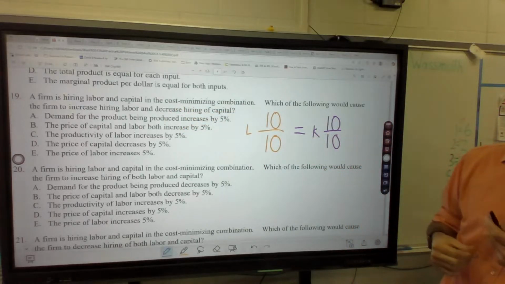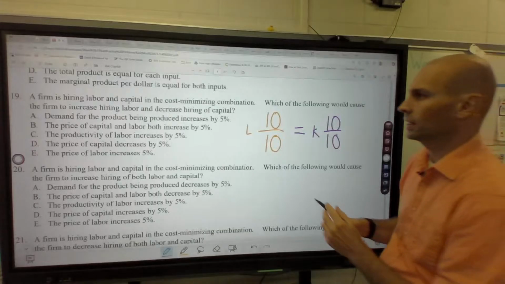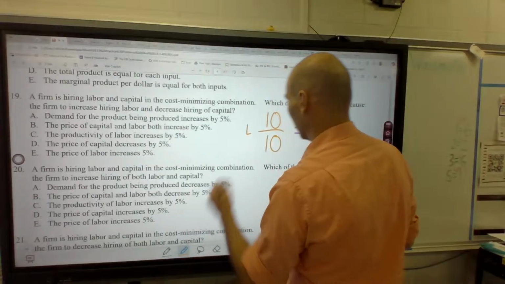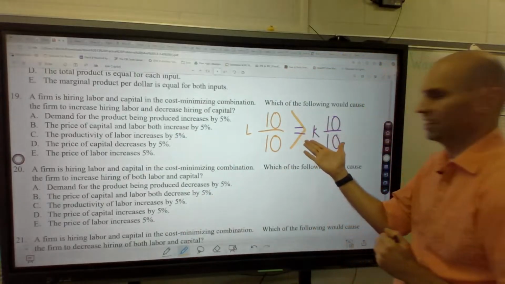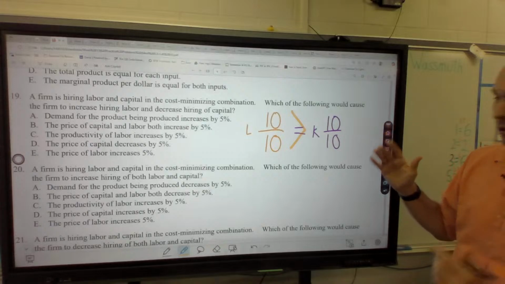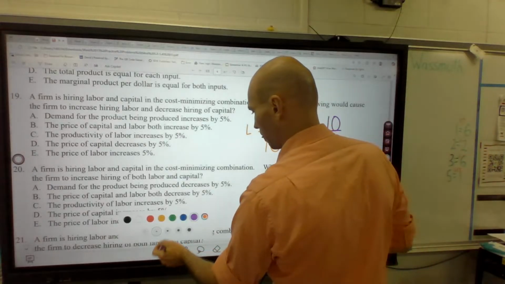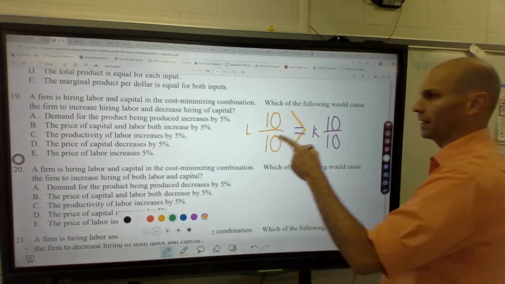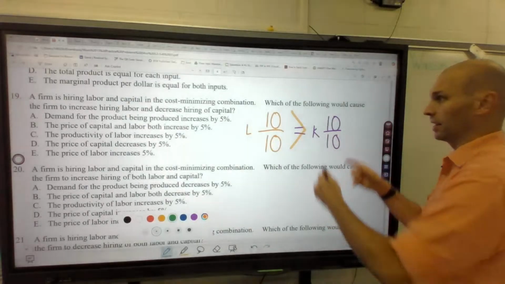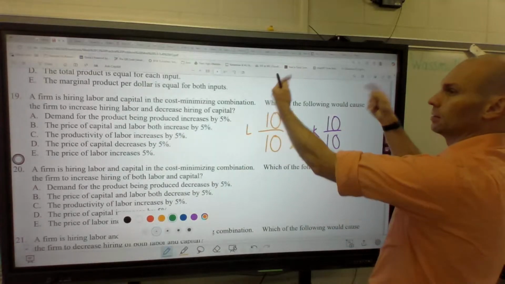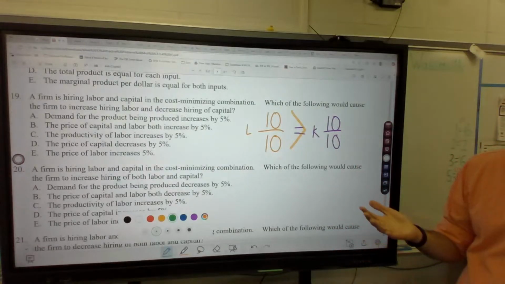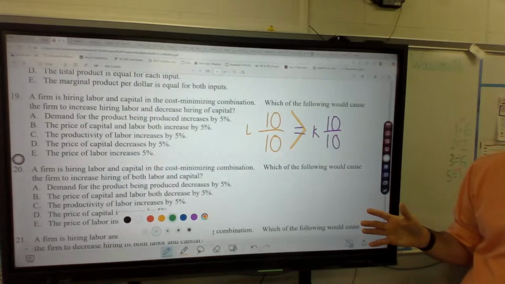So what would cause the firm to increase labor and hire less capital? I know you're like, but they're equal. Well, let's figure it out. Demand for the product being produced increases by 5%. That wouldn't change anything. That would just make your marginal revenue product increase, but it would work for both of them. So therefore, we wouldn't have a change. Does that make sense?